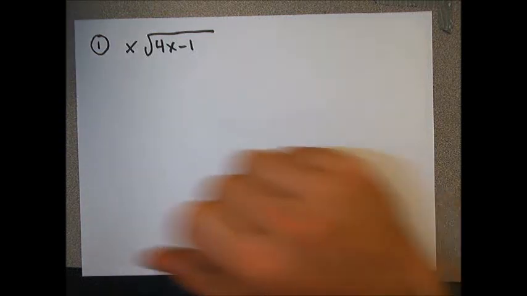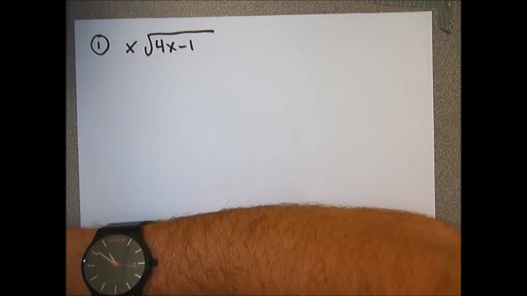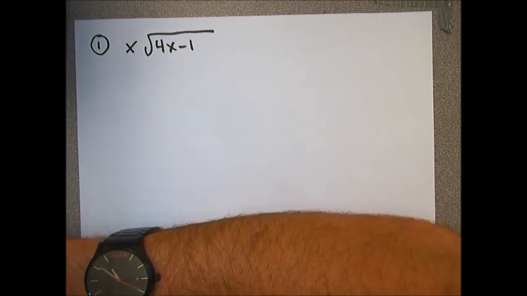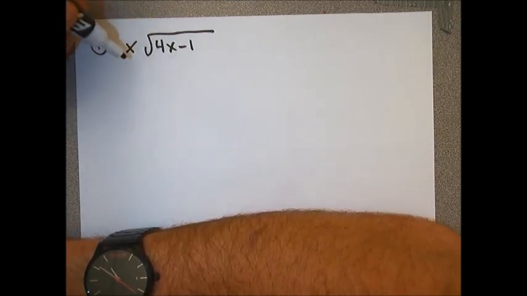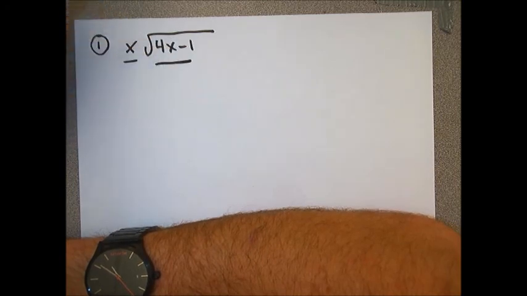Okay, number one, they give you x times the square root of 4x minus 1. They want us to find f prime of x. To find f prime of x, we have a product rule.